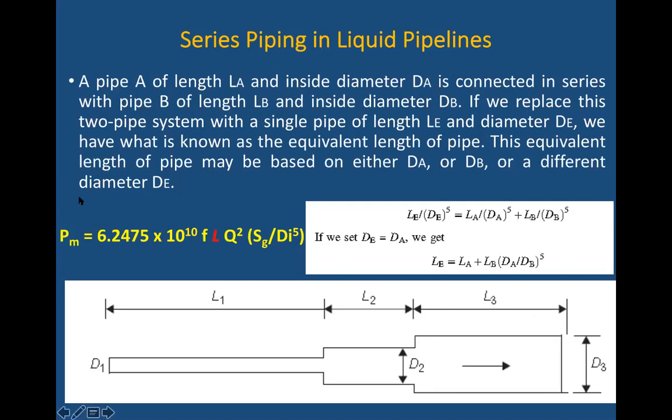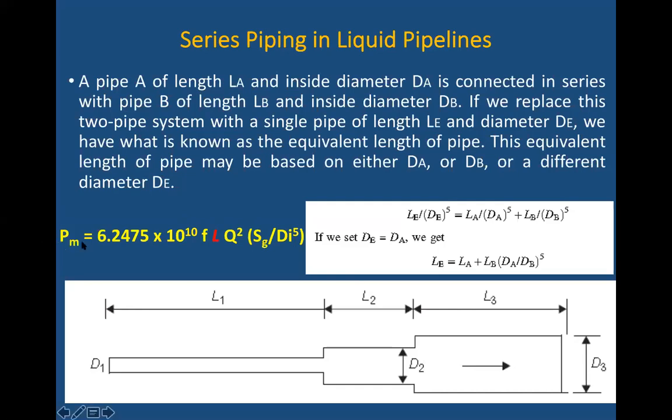So let's remember this equation: PM equals some constant into F into L into Q squared Sg by Di to the power 5. You may have confusion when you go to the book, where it is equation 8.1, but that equation is for unit length. So that's why L is not considered there. Here you have to use L.